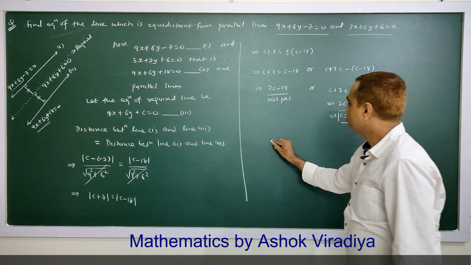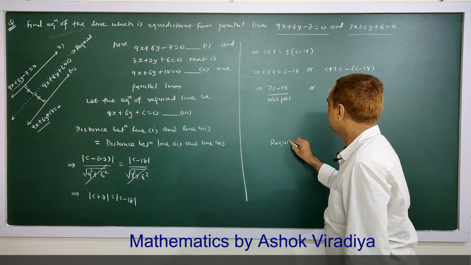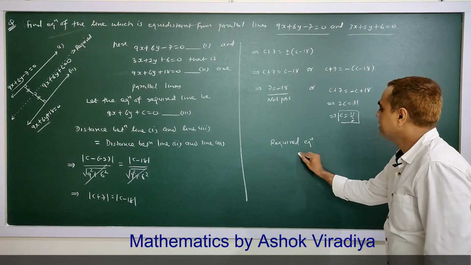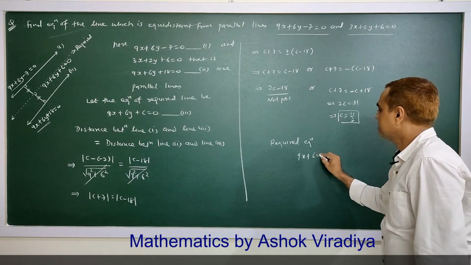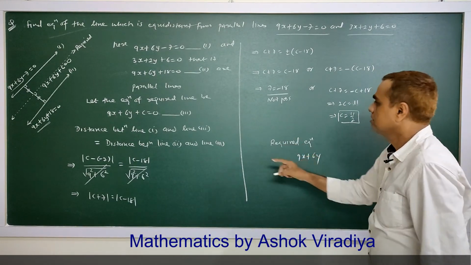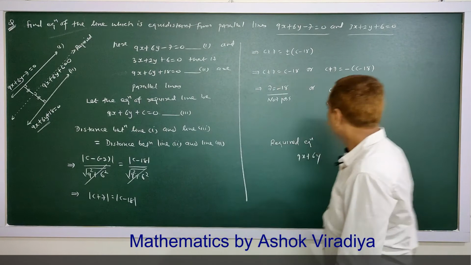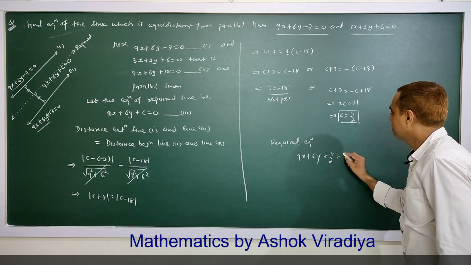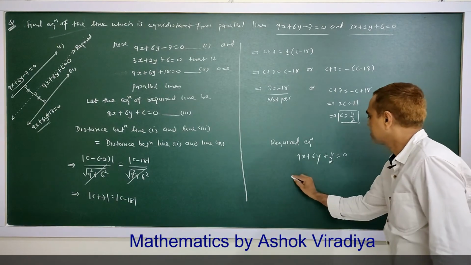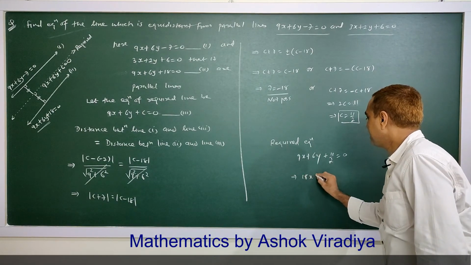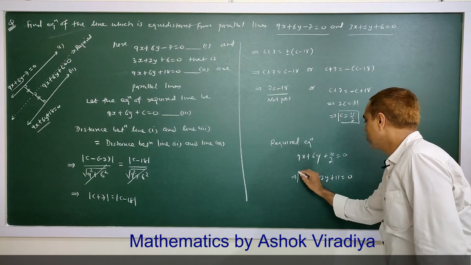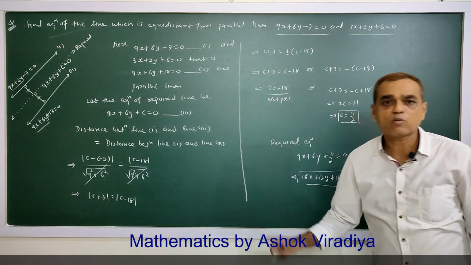So the required equation is 9x plus 6y plus c, what is c? 11 by 2, equal to 0. That is 18x plus 12y plus 11 equal to 0. It is the equation of the required line.